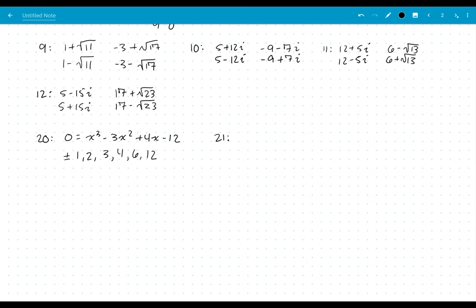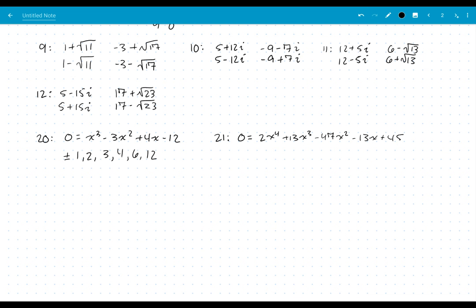In here, our equation is 0 is equal to 2x to the 4th plus 13x cubed minus 47x squared minus 13x plus 45. So all of our possible rational solutions are the things that multiply to 45 divided by the things that multiply to 2, our leading coefficient.